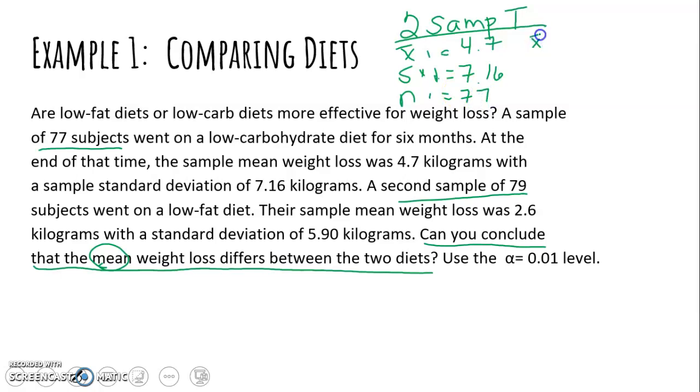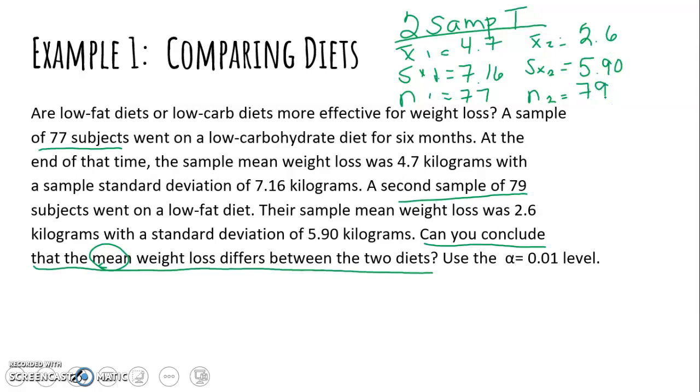Then we need an x bar 2, an sx2, and an n2. And our x bar 2 is our second sample mean, which was 2.6. And let's see, 5.90 kilograms was our standard deviation, and there was 79 of those.